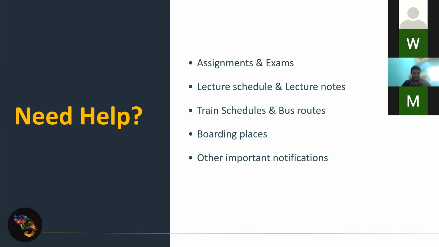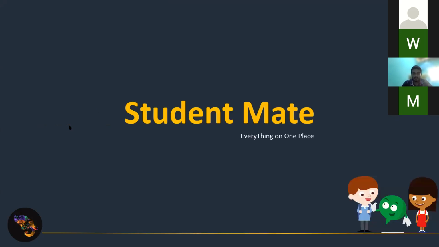So we call it Student Mate. Student Mate is a mobile app which has two users. Basically, we have the admin user and the students. First I will share a link with you. Then you can download this app and install it on your phones. This is an Android app. Install it on your phones and let's proceed with the registration steps.